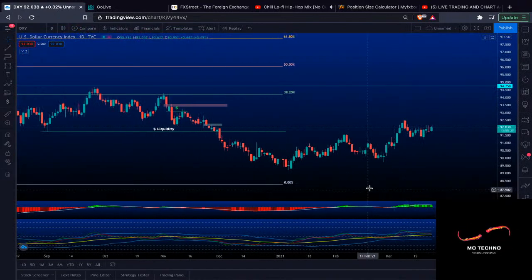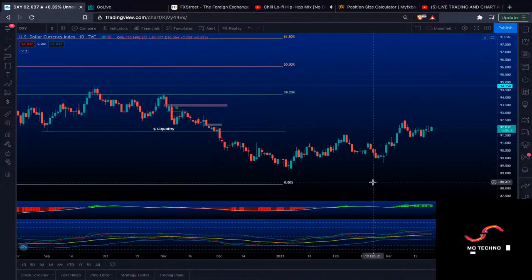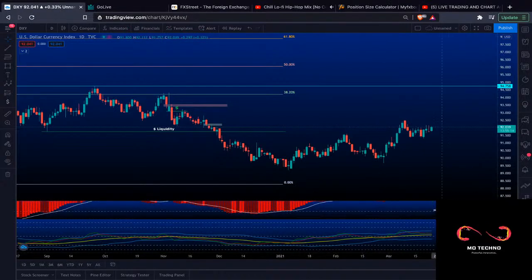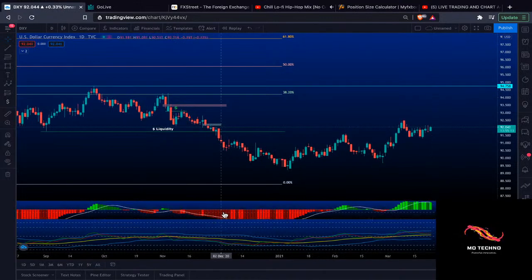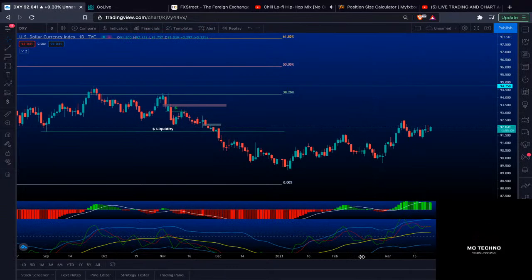Right now I have two indicators with me. I do use three in total. The indicators are only sets of confirmations that I will use to make sure that I am on the right side of the market. I have the MACD 4C and I have the Traders Dynamic Index, the TDI.